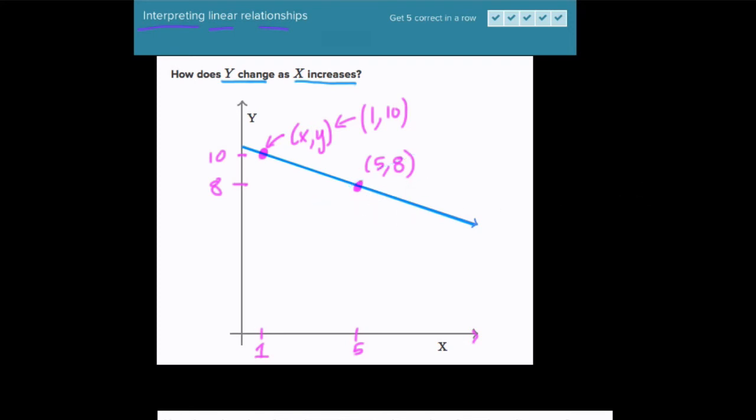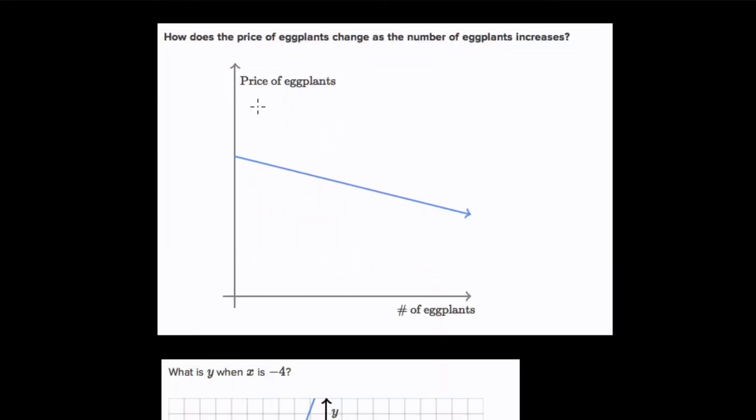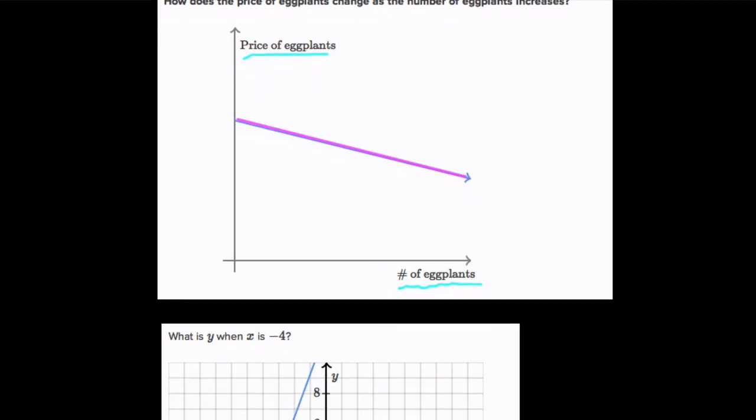Then they give you other problems that are scenarios. Instead of x and y, we have prices or relationships between two variables. So here we have the number of eggplants on the x-axis and the price of those eggplants on the y-axis. And this is actually the same thing. As the number of eggplants increases, the price of the eggplants decreases. You can see that negative slope here in the line. We can go through the same process, but the idea is essentially the same.